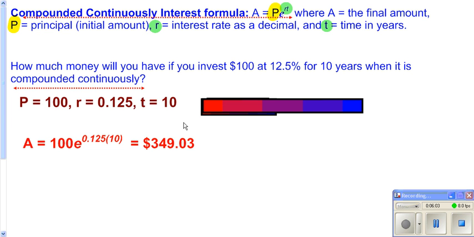Now, since we're dealing with money, we will round this to 2 decimal places. If you are trying to type this into your calculator, make sure you put your whole exponent here in parentheses.